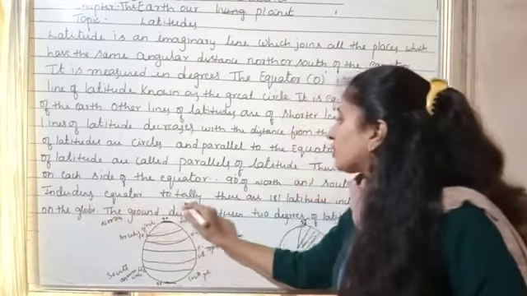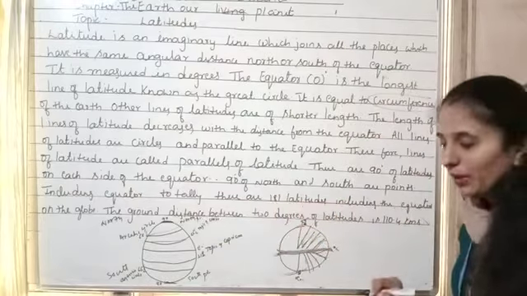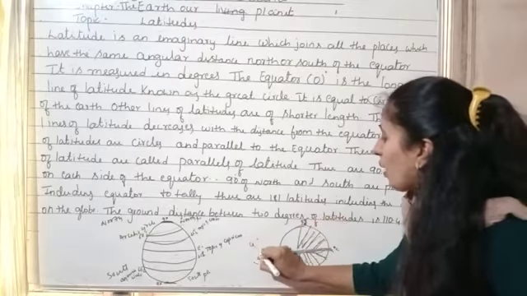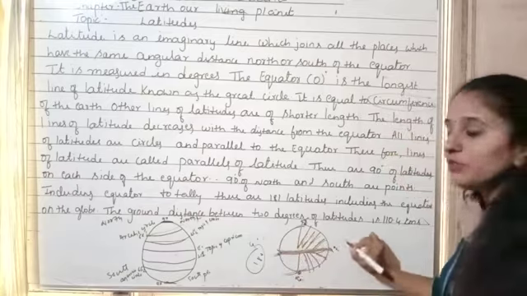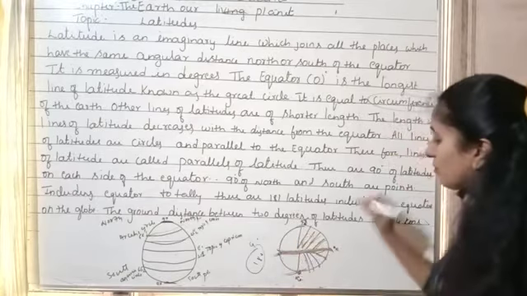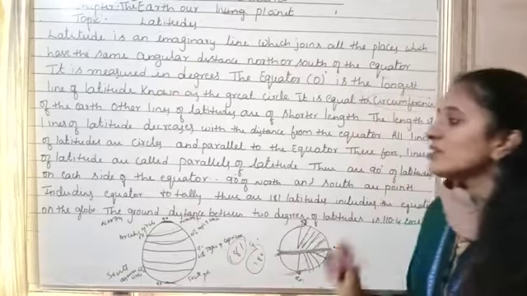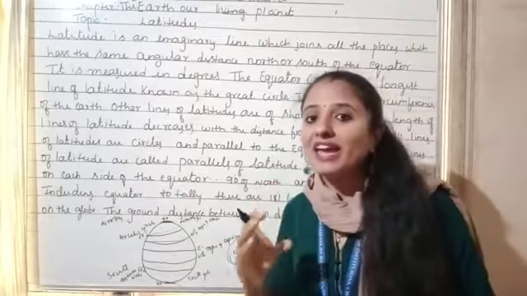Including the equator, in total there are 181 latitudes. Here 90 degrees, here 90 degrees, which means 180. But we should also add the equator, which is 0, so we have 181. So the total number of latitude lines is 181.